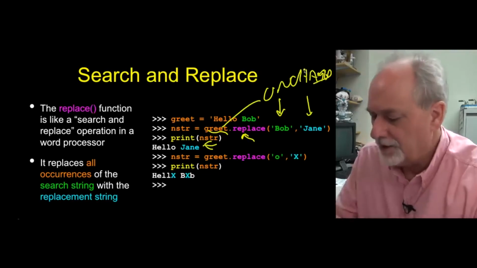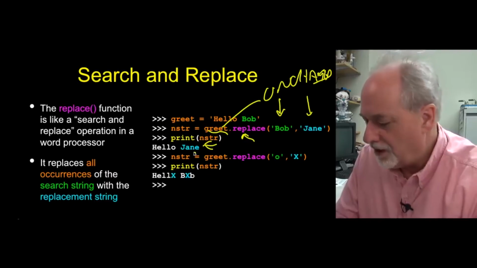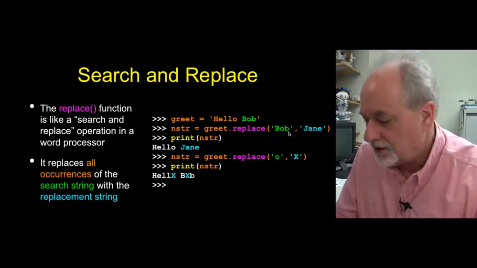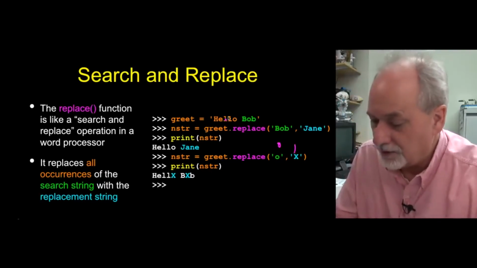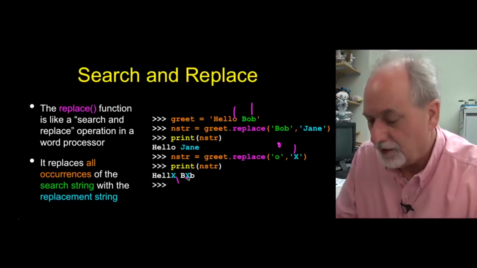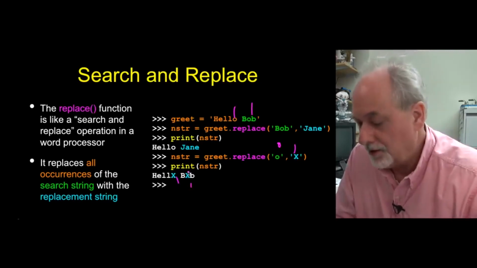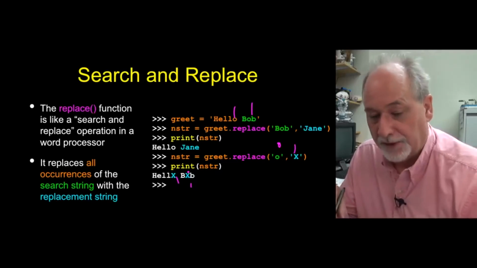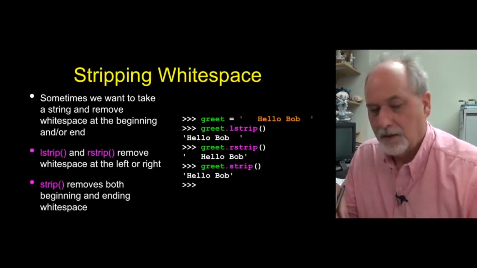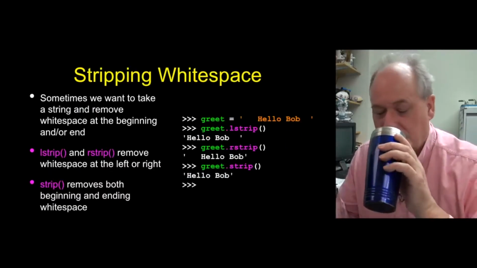Greet is unchanged. And it does more than one thing. So this says go find all the O's and replace all the O's with X's. And so it goes and finds 2 of them, and then out come 2 X's. So replace is not just replace the first one, but replace all of them. White space, as we'll see, is a big deal.